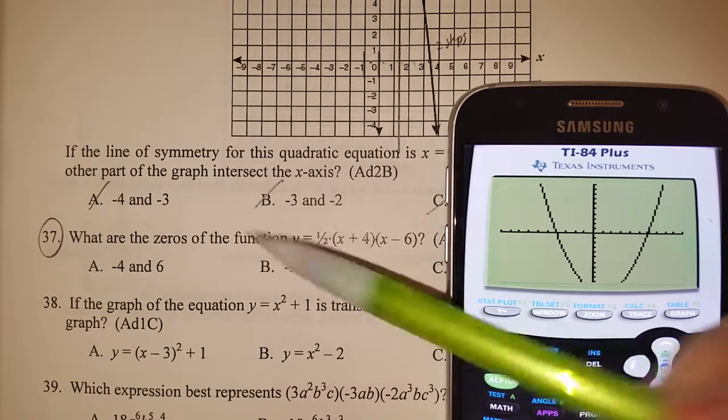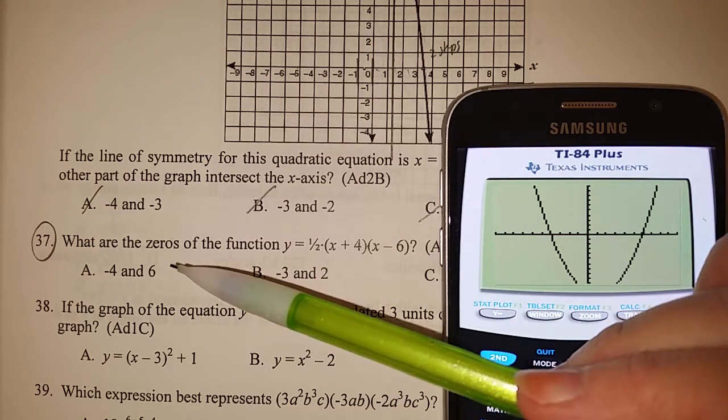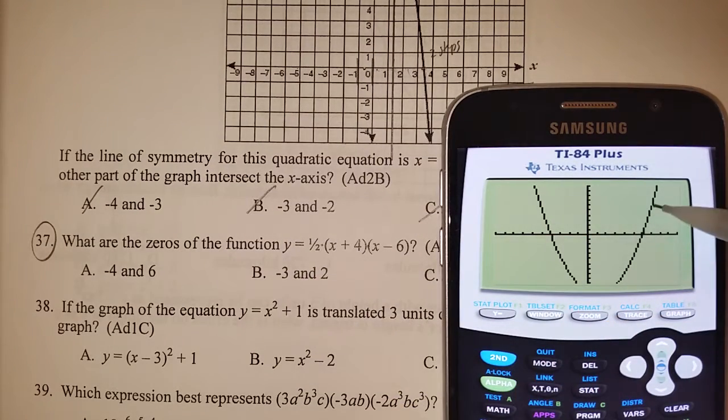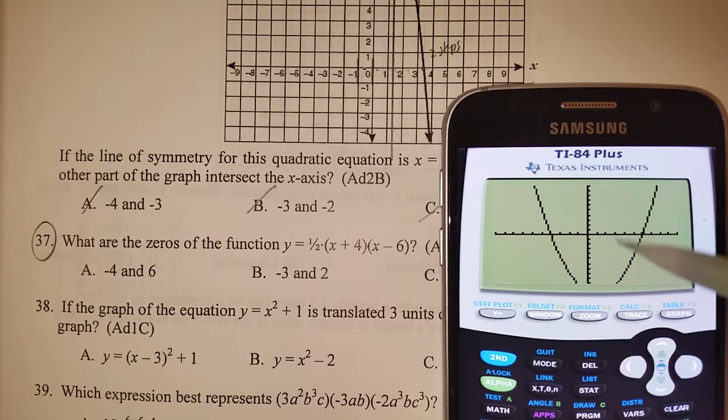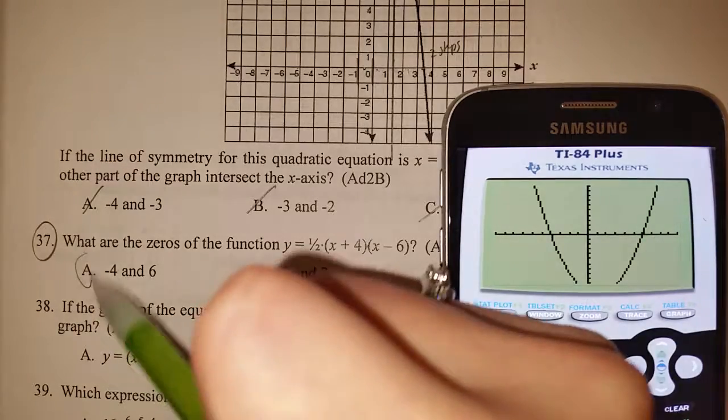So one more time, when they're asking about the zeros, the roots or the x-intercept, you're going to graph it, and you're going to find where the parabola is crossing the x-axis. So again, in our case, it would be -4 and 6, and therefore A is the correct answer.